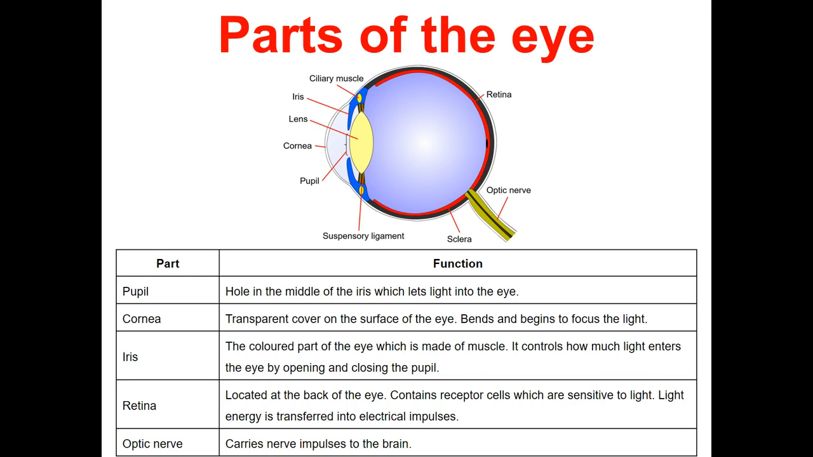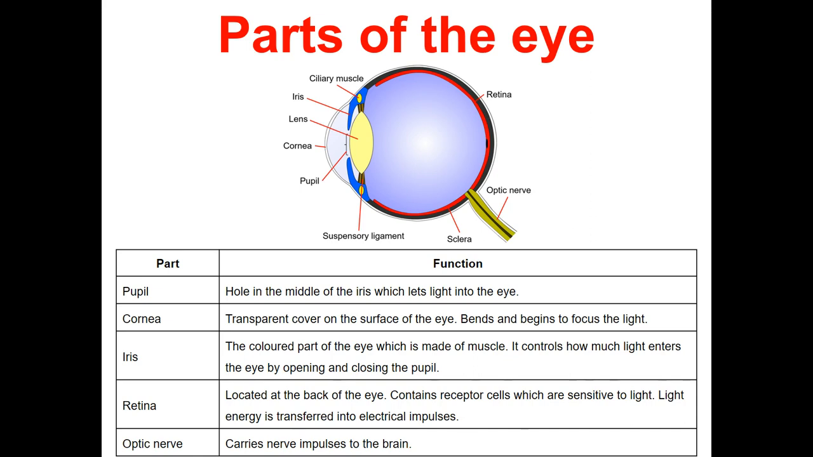Let's look at the function of 5 parts of the eye. The pupil is the hole in the middle of the iris which lets light into the eye. The cornea is a transparent cover on the surface of the eye. It refracts the light. It bends and begins to focus it on the back of the eye.